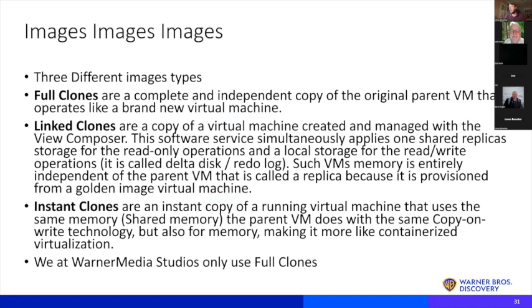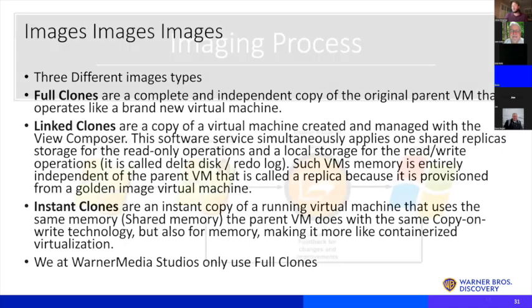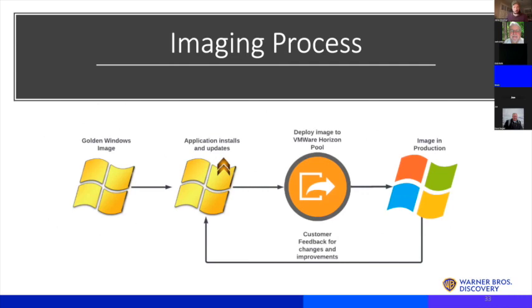Instant clones run a copy of a virtual machine that uses the same memory as the parent. It does a copy-on-write kind of technology that they have. So it's kind of like a container per se, where you're spinning up more memory as you need it. We don't do any instant clones. I honestly don't know too much about it. We experimented with them very early on, and they didn't have the speed or the performance we needed for editing. We only use full clones at studios.